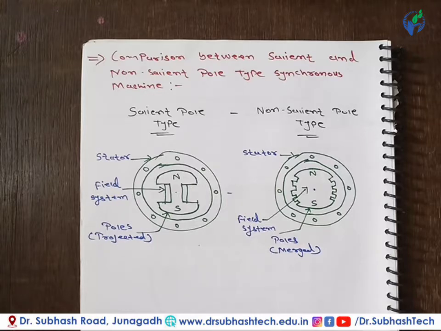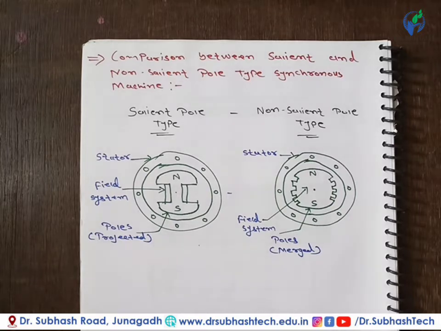Today we are going to discuss the subject of electrical machines. The topic is the synchronous machine chapter. In the synchronous machine, we earlier discussed the various construction parts, the rotating field type and also the rotating armature type machine. We also discussed the working principle of the synchronous machine.